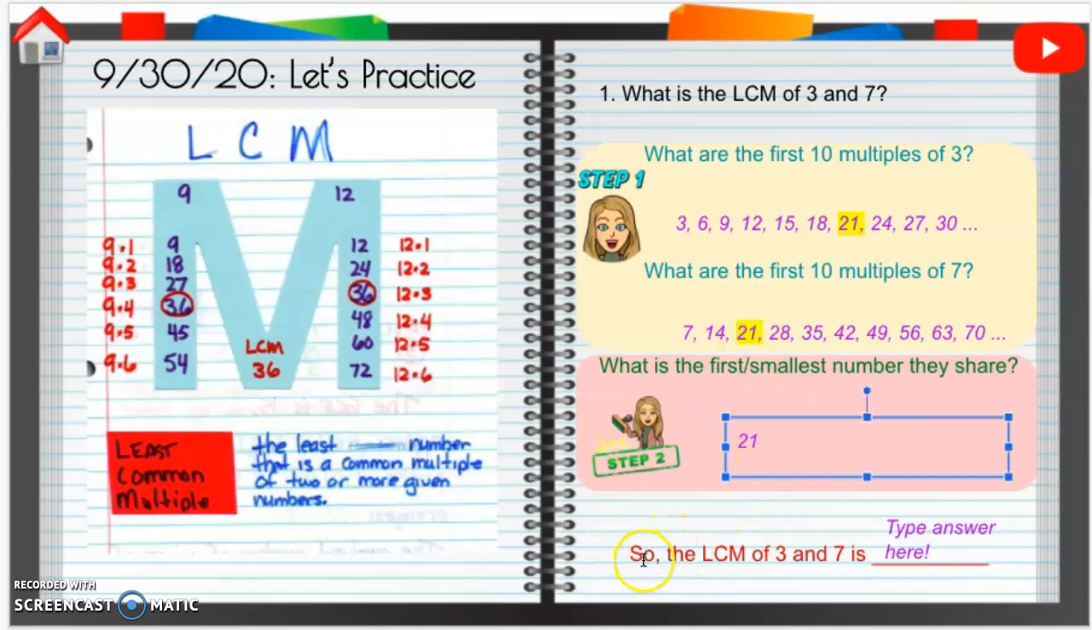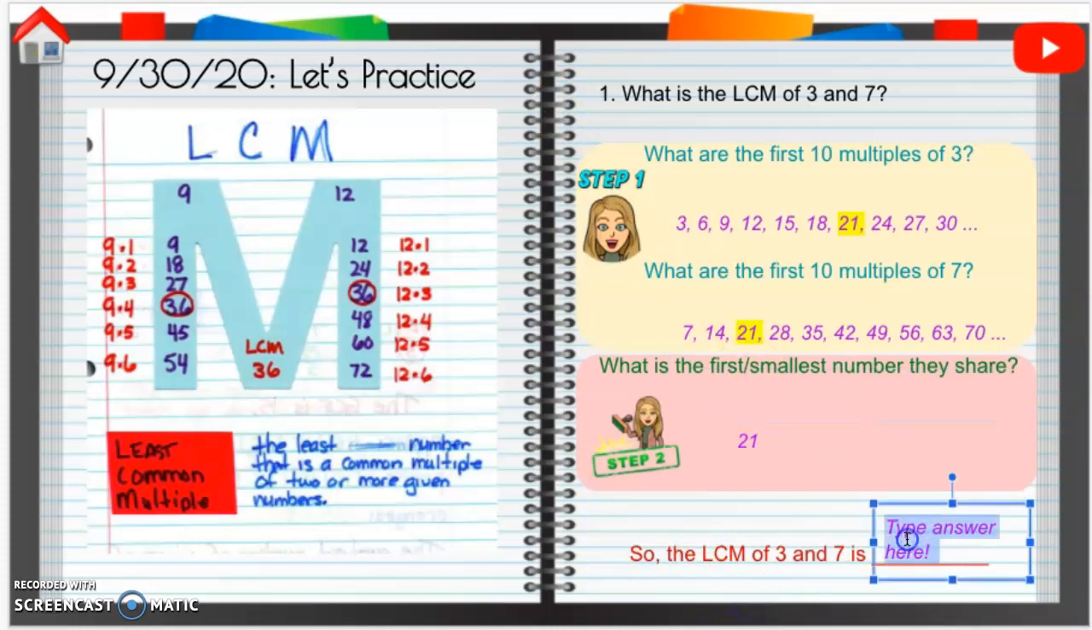So our least common multiple, or the LCM, of 3 and 7 is 21. You can move this if you want, you can circle it if you want, and that's our least common multiple of 3 and 7.